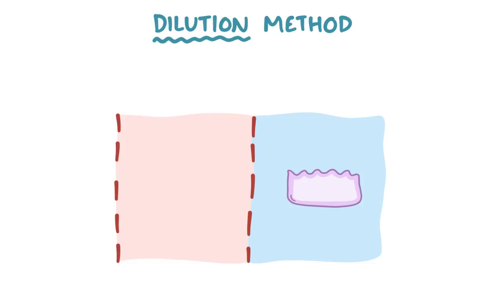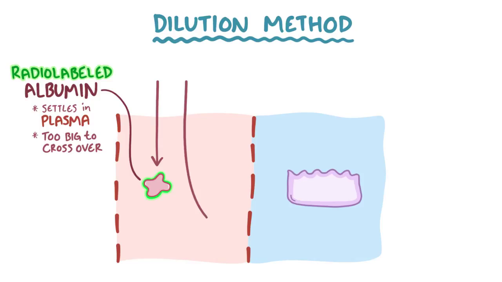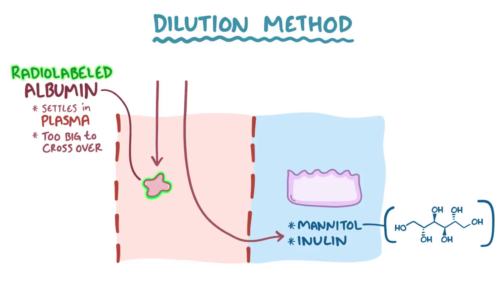Now, measuring the volume of each of the body fluid compartments can be done using what's called the dilution method. That's where various substances which settle in a specific fluid compartment are given to an individual and their concentration is then measured. For plasma, it's done with radio-labeled albumin, because albumin is a large protein that cannot move into the interstitial space. For the interstitial compartment, it's done with slightly smaller molecules like mannitol and inulin, which can pass through the capillaries into the interstitium but cannot cross the cell membrane.